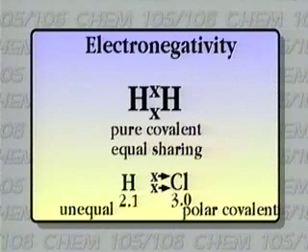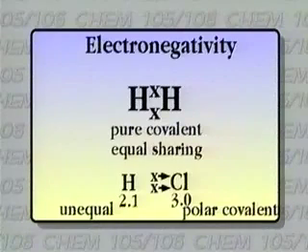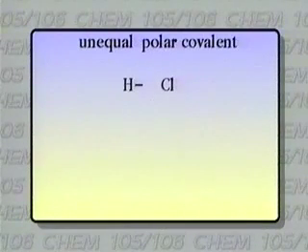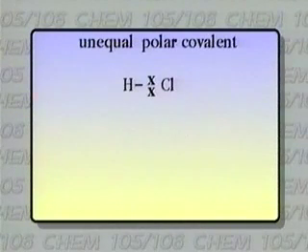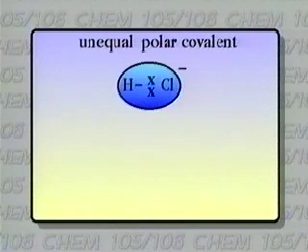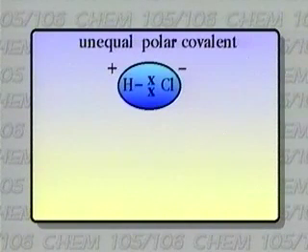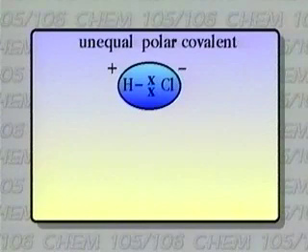Now, the term polar comes from the fact that if we were to show this molecule and this pair of electrons is actually spending more time over here by the chlorine, it means that this end of the molecule is going to be slightly negative. And this end of the molecule is going to be slightly positive, or this end of the bond, I should say, will be slightly positive. So we have a slightly positive and a slightly negative end, and so we're talking about polar covalent.